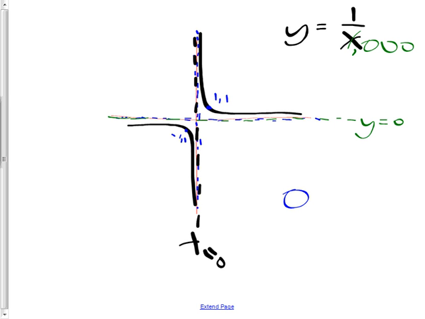Okay, now what if I wanted to move that graph? Let's say I had y equals 1 over x minus 3 plus 5. I bet you can tell the difference. Which one of those is going to make it go up?